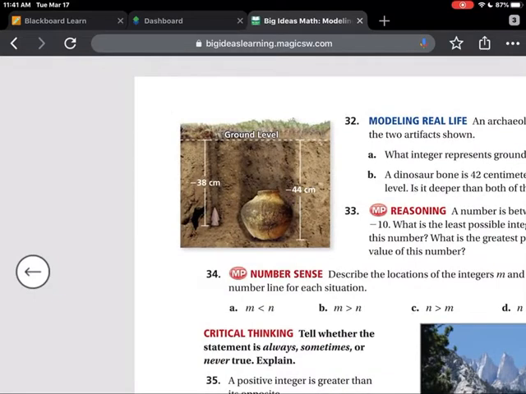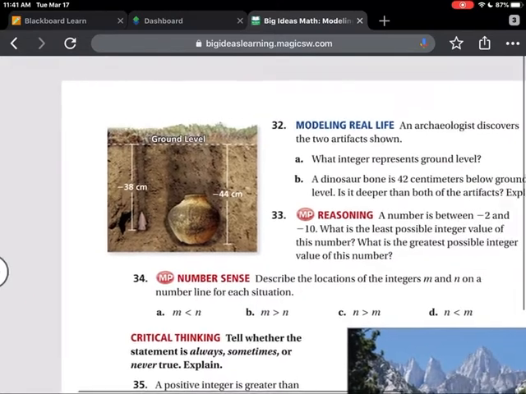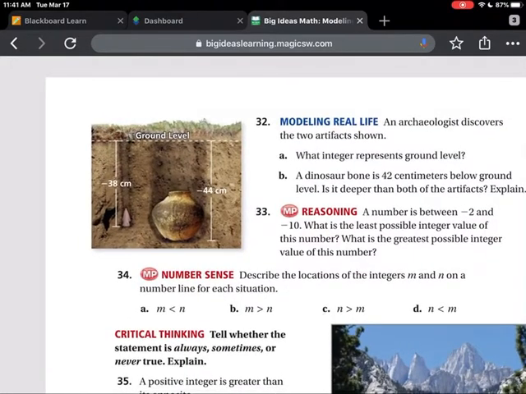I showed you guys on Google Classroom, I posted this one about ground level. So ground level and sea level are 0. I just gave you the answer. What integer represents ground level? The integer 0 represents ground level, okay? So if you hadn't figured this out before now, the answer to A is 0. Okay, so you'll commonly see that.